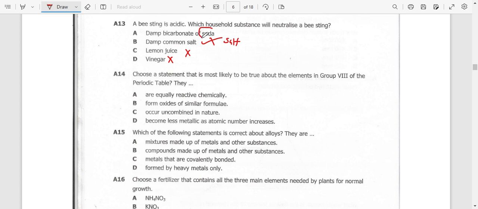So soda is a base. Bicarbonate is written like this, HCO3 minus. This is a base. So that's the one which is going to neutralize.